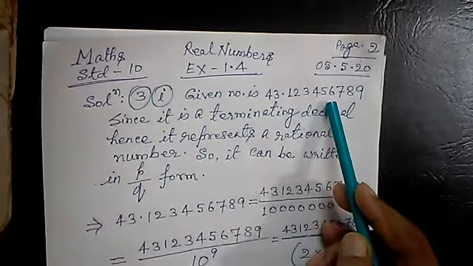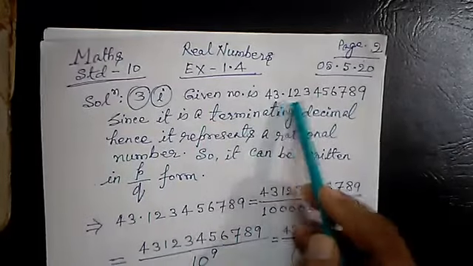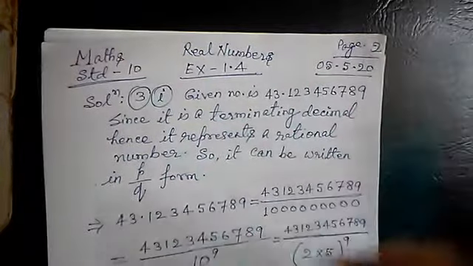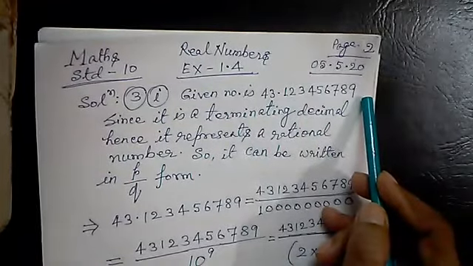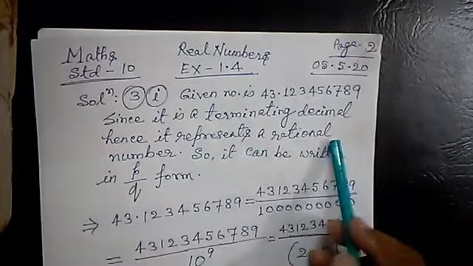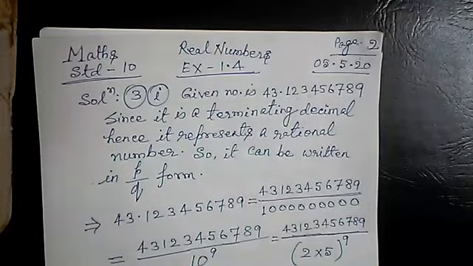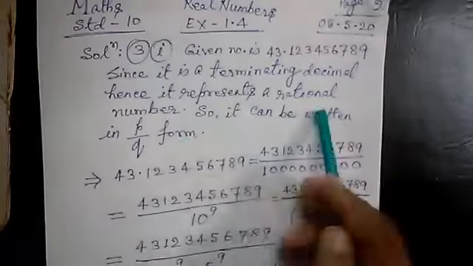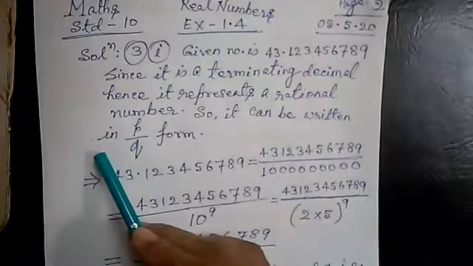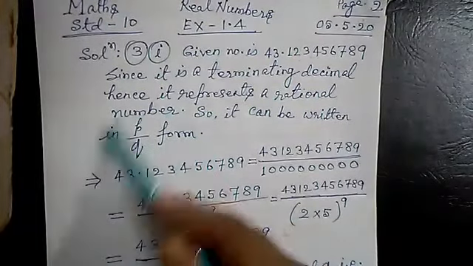43.123456789, that is 43 point 1, 2, 3, 4, 5, 6, 7, 8, 9. Since it is a terminating decimal, it represents a rational number. You know very well, a terminating decimal always represents a rational number. So it can be written in p upon q form, because every rational number can be written in this form.